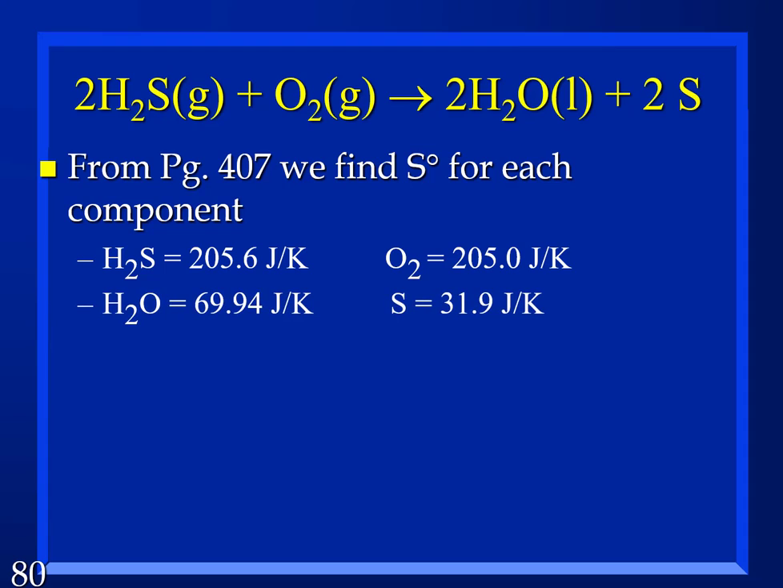And the H2O was 69.94 joules per Kelvin, and the S was 31.9 joules per Kelvin. So I just look those numbers up on the table. Got to be careful when I look at water. Always make sure you pick the one that matches the state that they gave you, because there's 2 numbers for water every time. Then you do products minus reactants.